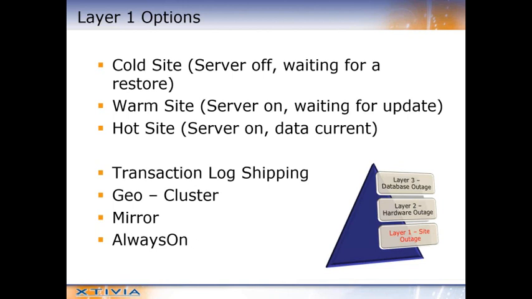So when we look at some of the solutions that SQL Server provides for us, or SQL Server in combination with Windows and the technology that's out there, for layer 1 type solutions, we can look at a couple different things. We can look at transaction log shipping, and we're going to talk a little bit more about some of these in a few slides. You've got geographically dispersed clusters. You can do a local cluster, but that's not going to protect you against a layer 1. A layer 2, yes, but not a layer 1. We've got mirroring. We have SQL Server 2012's new flagship feature, which is Always On, and contained databases.